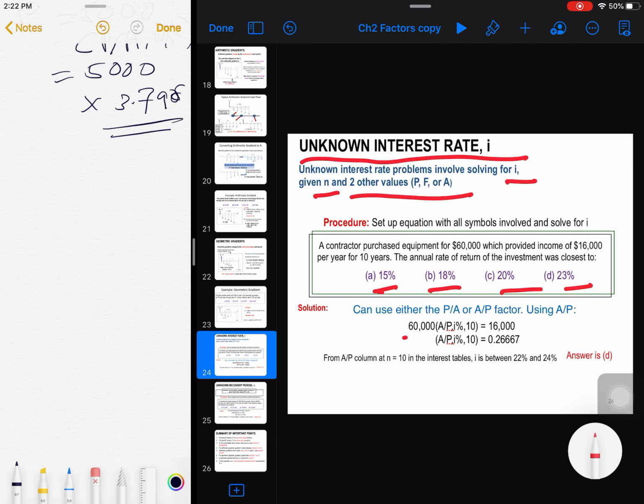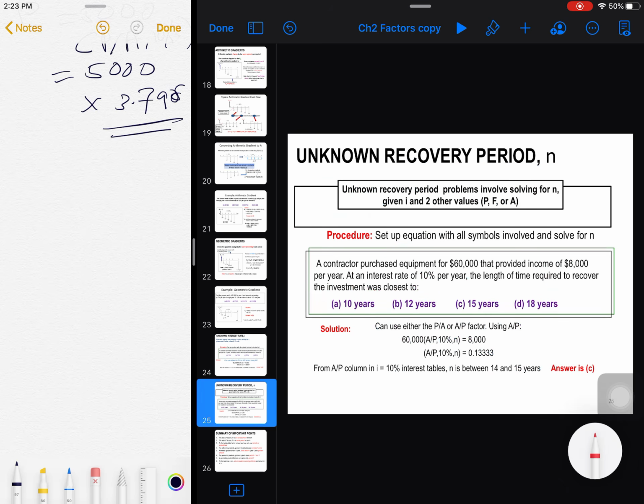So you put $60,000 times A over P, i percent and 10, equals 16,000. So the value you get is 0.2667. From the A over P column at n equals 10, i is between 22 to 24%. So in the answers given to you, you can make a good guess that the interest is approximately 23%.